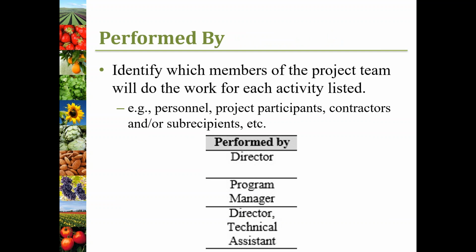In the table provided, identify which members of the project team will do the work for each activity listed. For example, personnel, project participants, contractors, and or subrecipients, etc. As an important note, all individuals for whom SCBGP funding is requested in the budget narrative attachment must be responsible for activities listed in the project objectives and work plan attachment. We ask that you please provide the title of the person performing the duties as shown in this example.